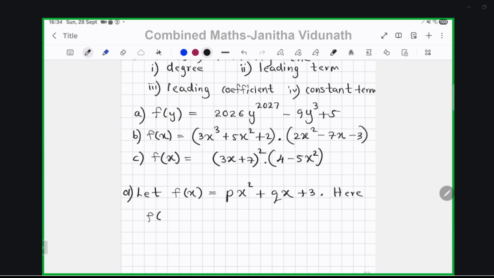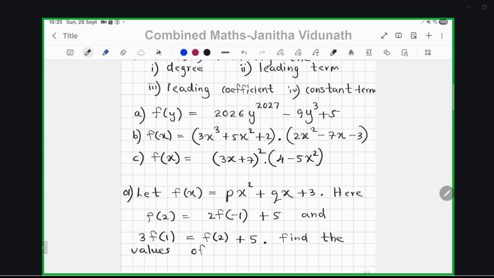Here f(2) is equal to 2 times f(minus 1) plus 5, and 3 times f(1) is equal to f(2) plus 5. Find the values of p and q.